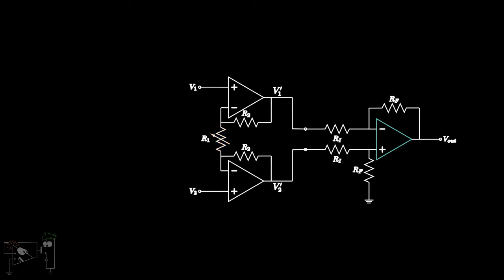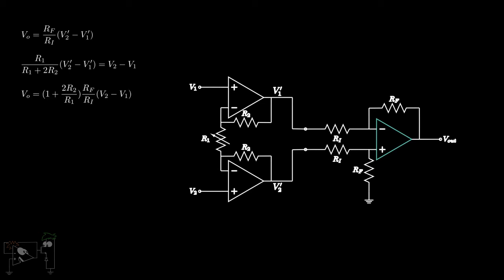Another advantage of this circuit is that once the subtractor circuit has been set up with its ratio-matched resistors, there is no need to change these resistors. The gain can be changed by simply varying the resistor R1. Using superposition for the second stage, the output Vout is given by Rf by Ri into V2- minus V1-. Similarly for the first stage, R1 upon R1 plus 2R2 into V2- minus V1- is equal to V2 minus V1. Hence, Vout is equal to 1 plus 2R2 upon R1 into Rf by Ri into V2 minus V1.